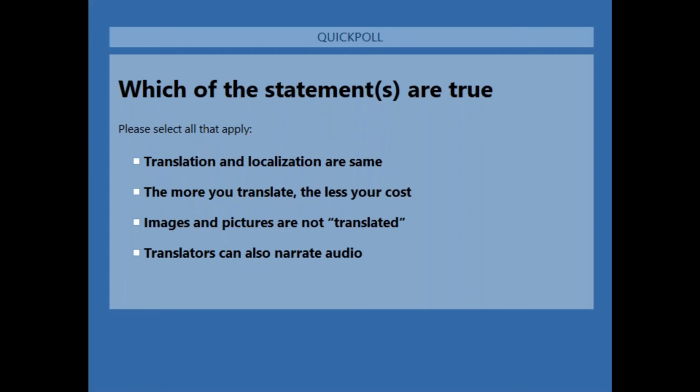So the first place takes the last one. Translators can also narrate audio. Okay. The second place is the more you translate, the less your cost. Okay, that's interesting. The next one would be images and pictures are not translated. And the last is translation and localization are the same. Okay, wonderful. So go ahead and display those results quickly, and then I'll talk to the options.